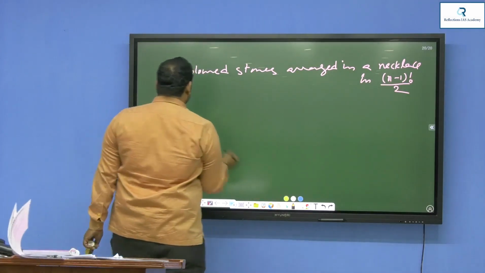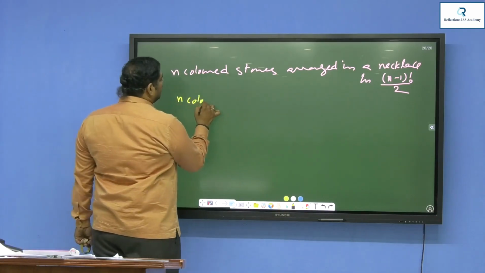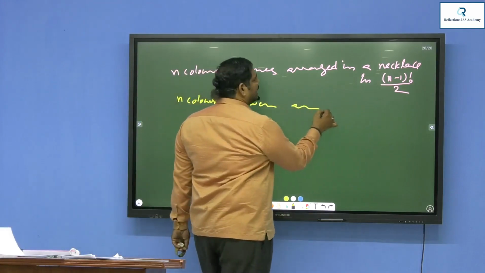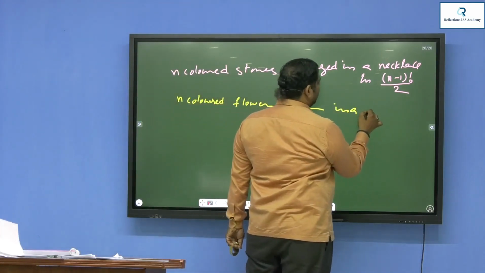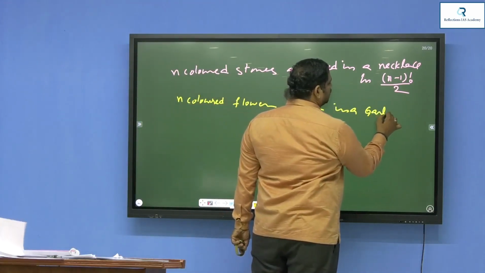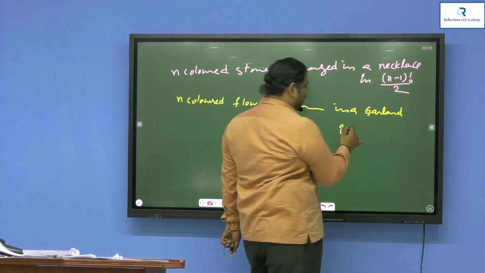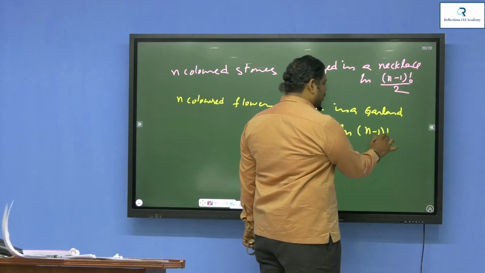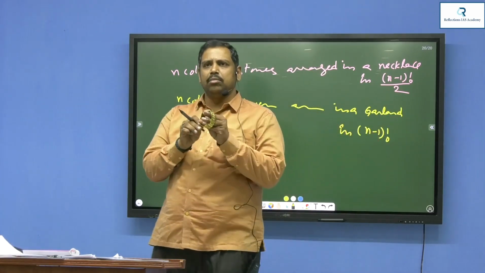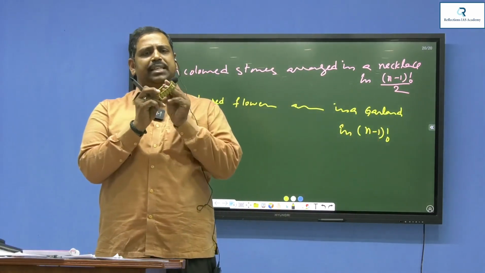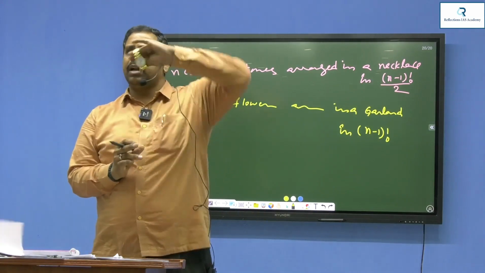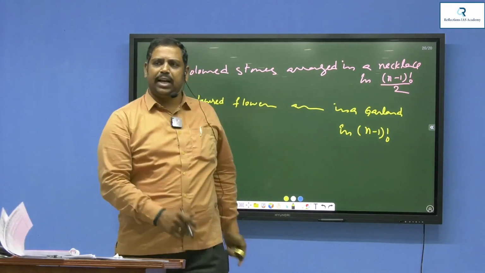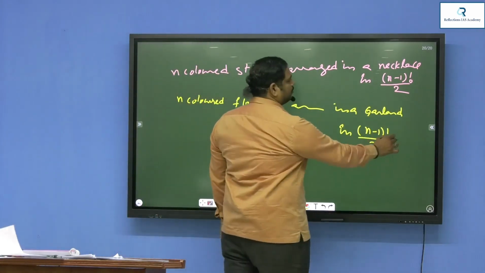Here, instead of beads, n colored flowers can be arranged in a garland in... Here again garland means circular. As usual, (n minus 1) factorial. Again, suppose this is the garland. Okay, so presenting to a person like this. Like this. Same as that of the necklace, right? So again, divide by two ways.